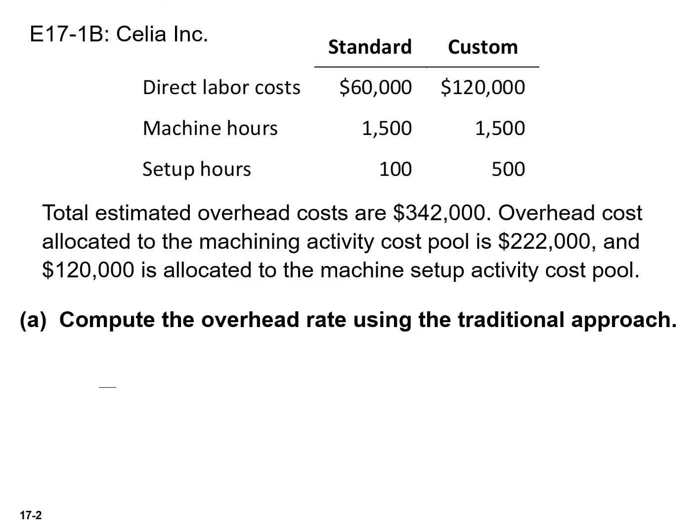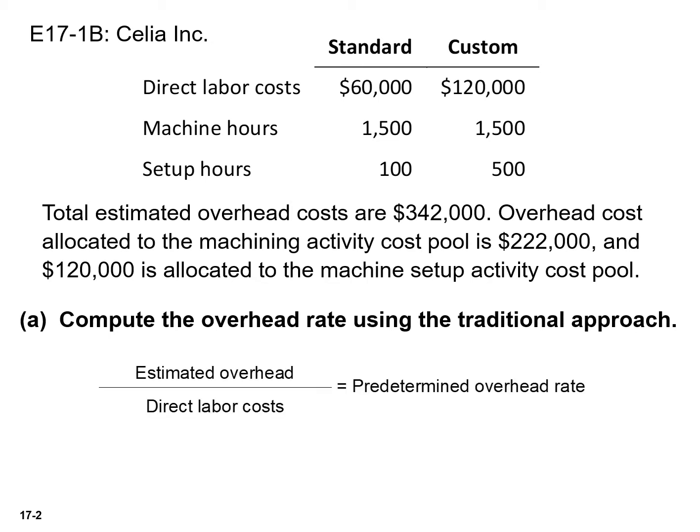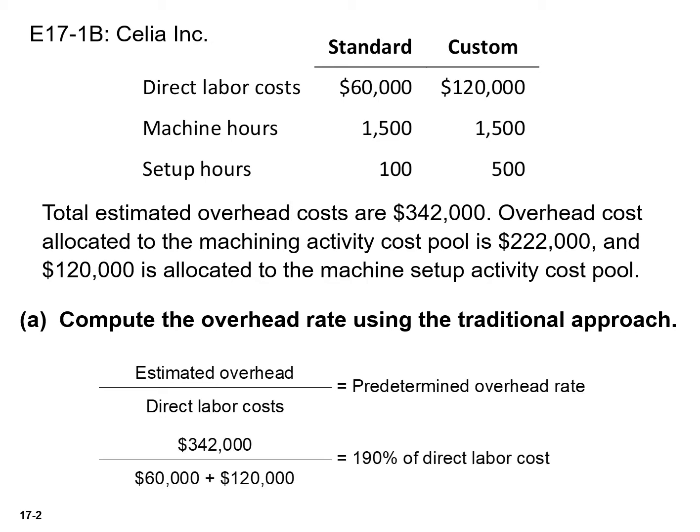Right, for this exercise, the first thing that we want to do is come up with the overhead rate using the traditional approach. We're simply going to take our direct labor cost and divide that into our estimated overhead, which was given. We know that our direct labor costs are $180,000, and we also know that our estimated overhead costs are $342,000. Our overhead rate using the traditional approach is 190% of direct labor cost.